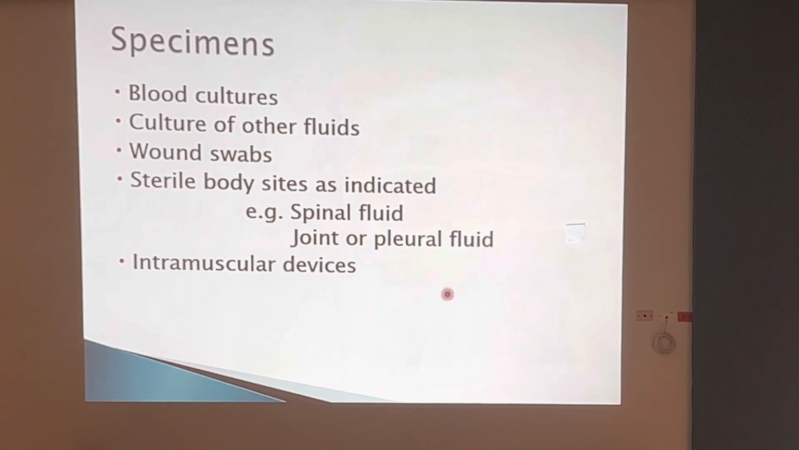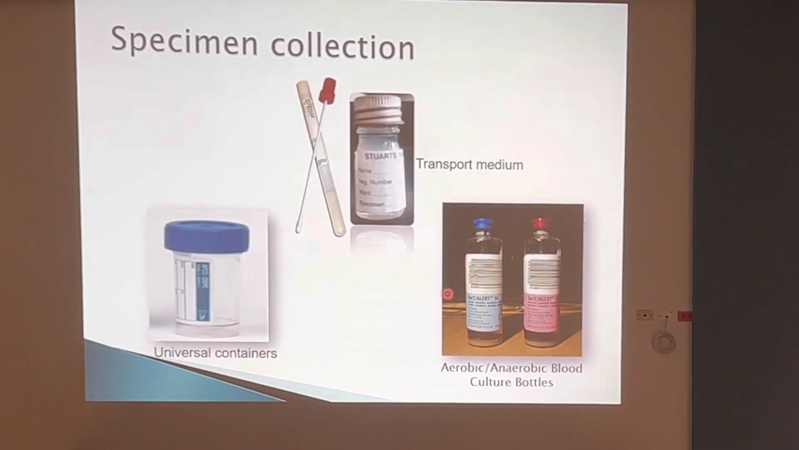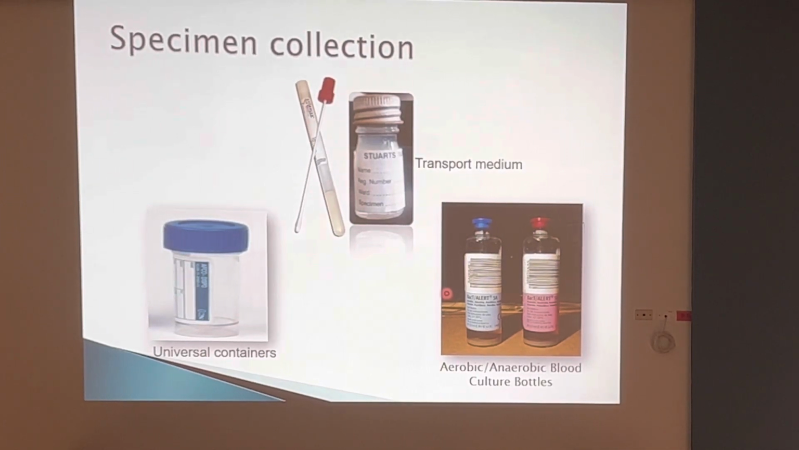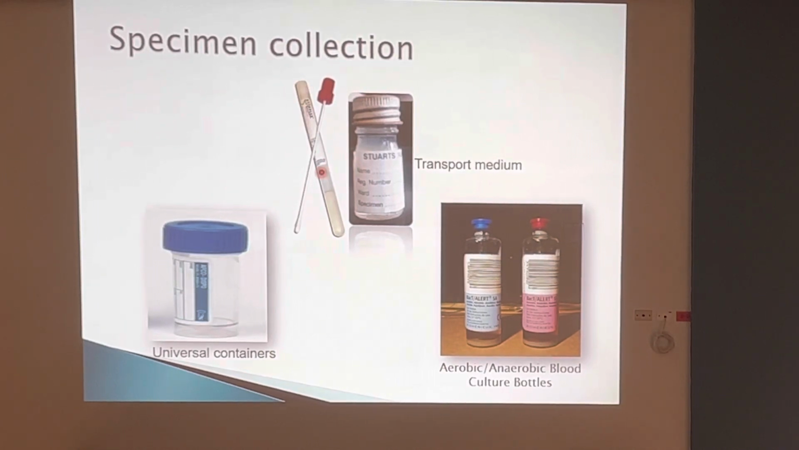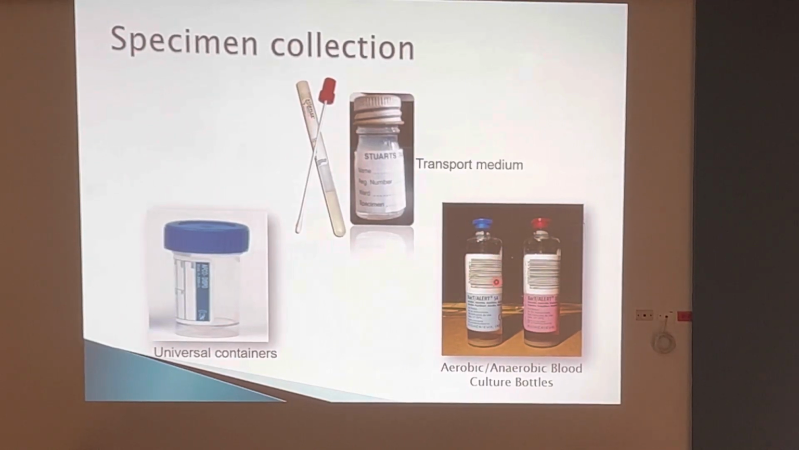Is it a wound that has caused this sepsis? So we can do wound swabs. We can also culture from other sterile body fluids, as the patient's symptoms would indicate, such as spinal fluid, joint or pleural fluid, and is it a recent intramuscular device that was implanted that is giving rise to sepsis? We have our universal containers, for example, if you're collecting tissue material, biopsy or so. If it's a swab that you're collecting, you place it into your storage transport medium. And of course, this is what the commercially prepared storage transport media looks like. And if you're collecting blood or fluids, you place them into your blood culture bottles.